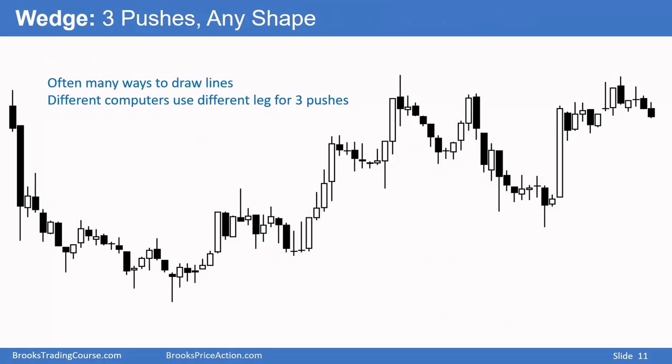As I said, there are many ways to draw the lines, and different computers use different algorithms, and they draw the lines differently. 3 pushes down, 1, 2, 3. Other computers will say the first push was here, 1, 2, 3. This push down from here was followed by a new high. You have a bear channel, but markets often transition, and there's often a time when it's both in a bull trend and in a bear trend. And that's why you can get a bear trend beginning before the bull trend ends, because you get the transition phase when the market is in both.